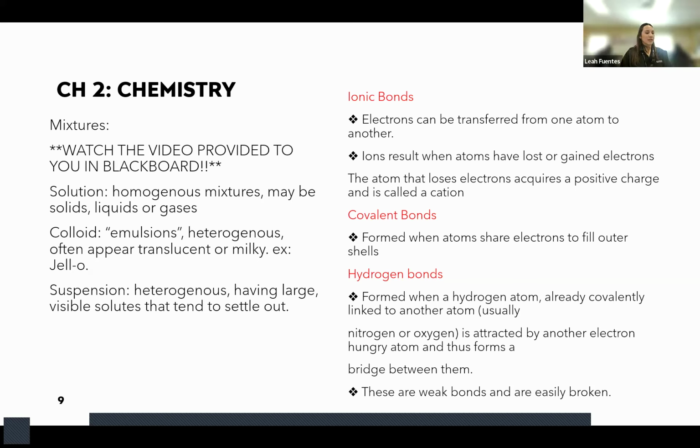And lastly, we have suspensions. These are heterogeneous mixtures with large solutes that settle out. So an example is blood in the body or sand and water.